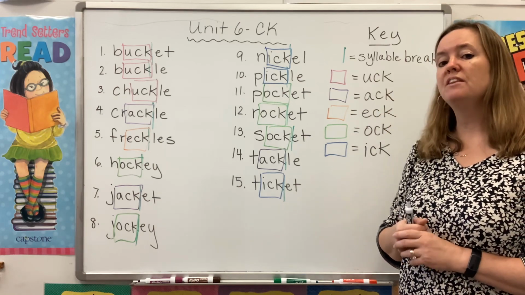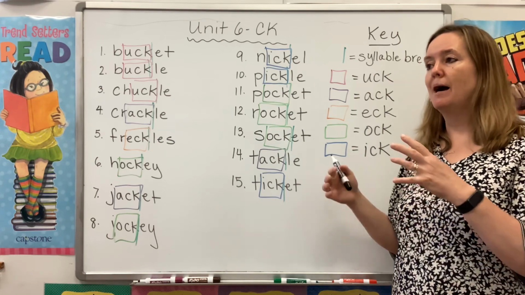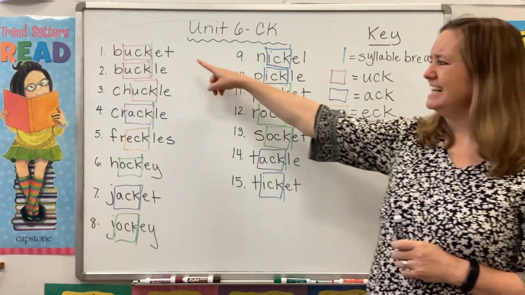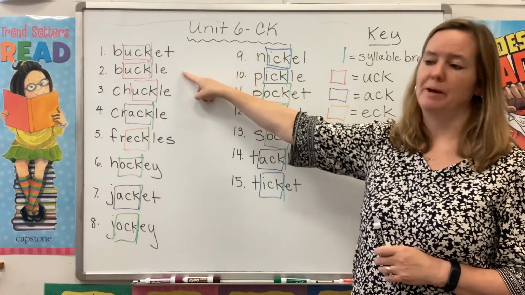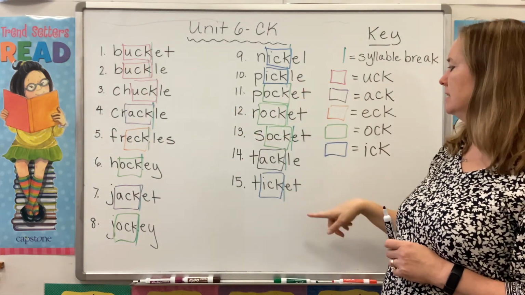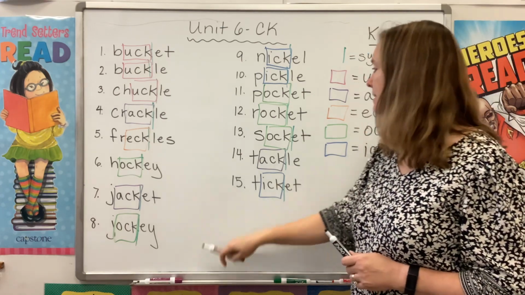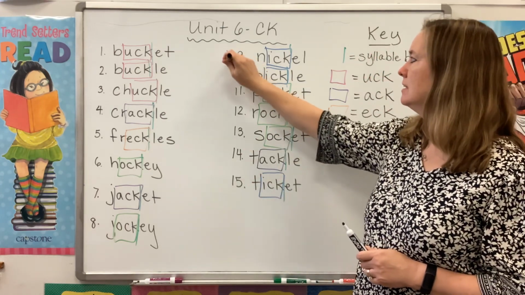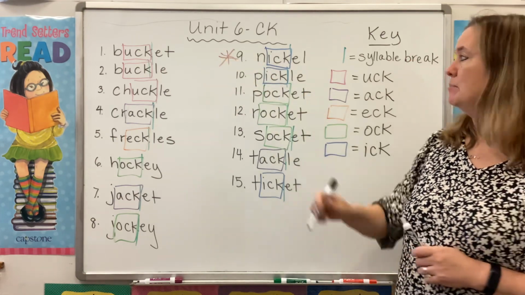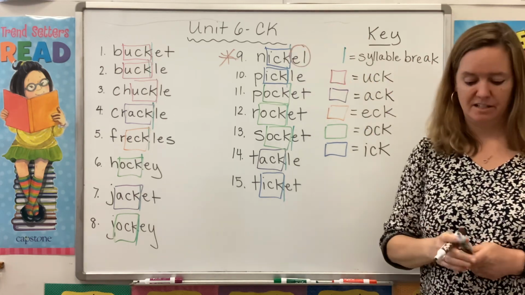But here's where the new learning comes in. We have some new syllable types, some new endings. So that LE, you've seen a bunch already. Buckle, chuckle, crackle, pickle, tackle. You're not going to have any trouble with that. But take a look at nickel. I want you to put a little star next to that because we have a new ending here.